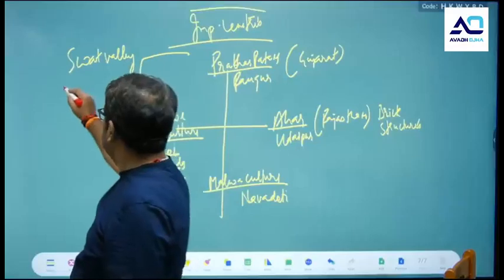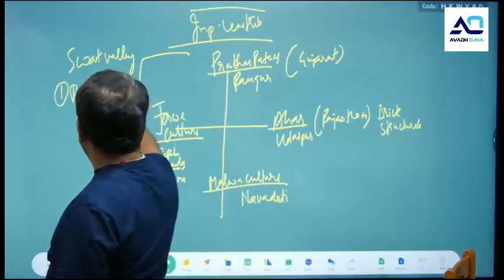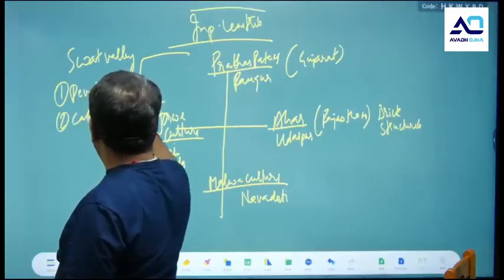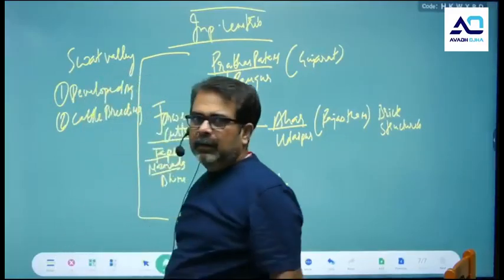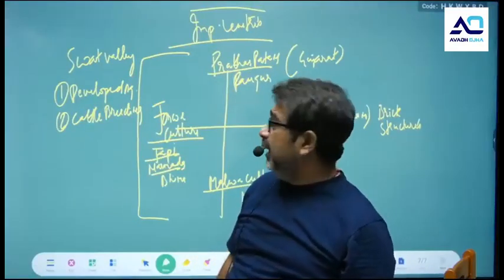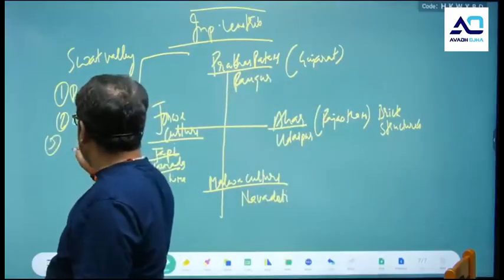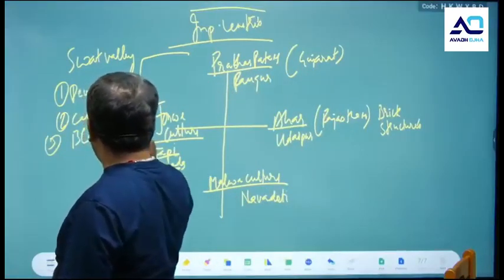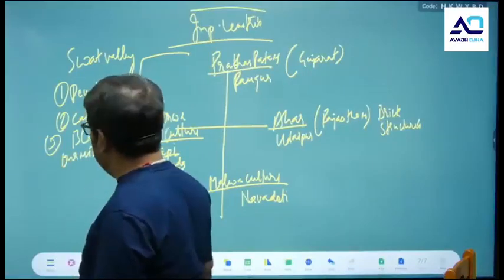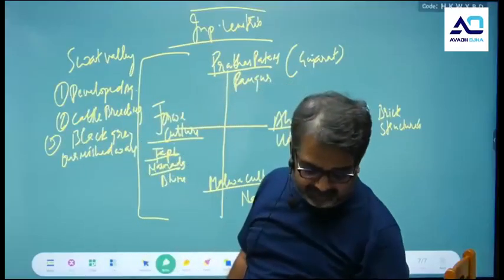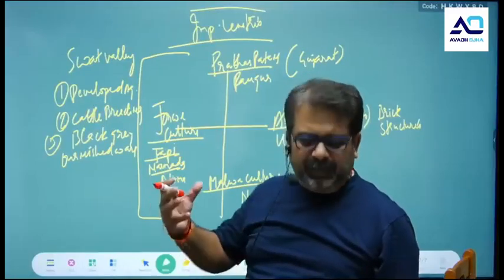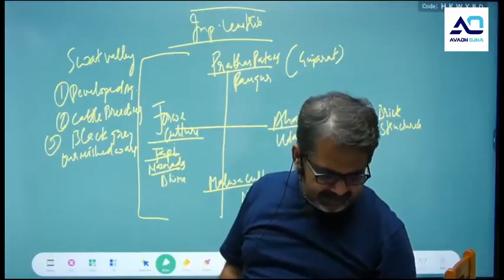Swat Valley: developed agriculture, cattle breeding, black grey burnished ware. And this reflects some close relation with Indus.